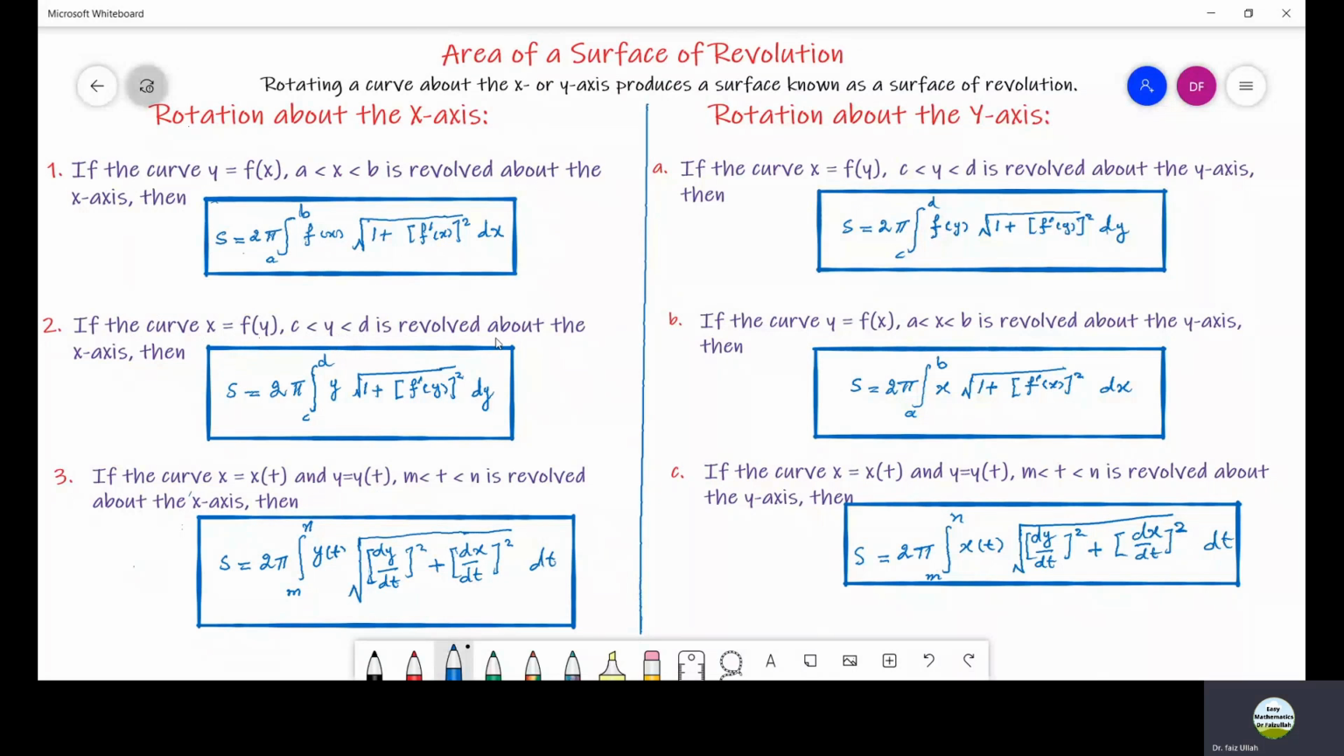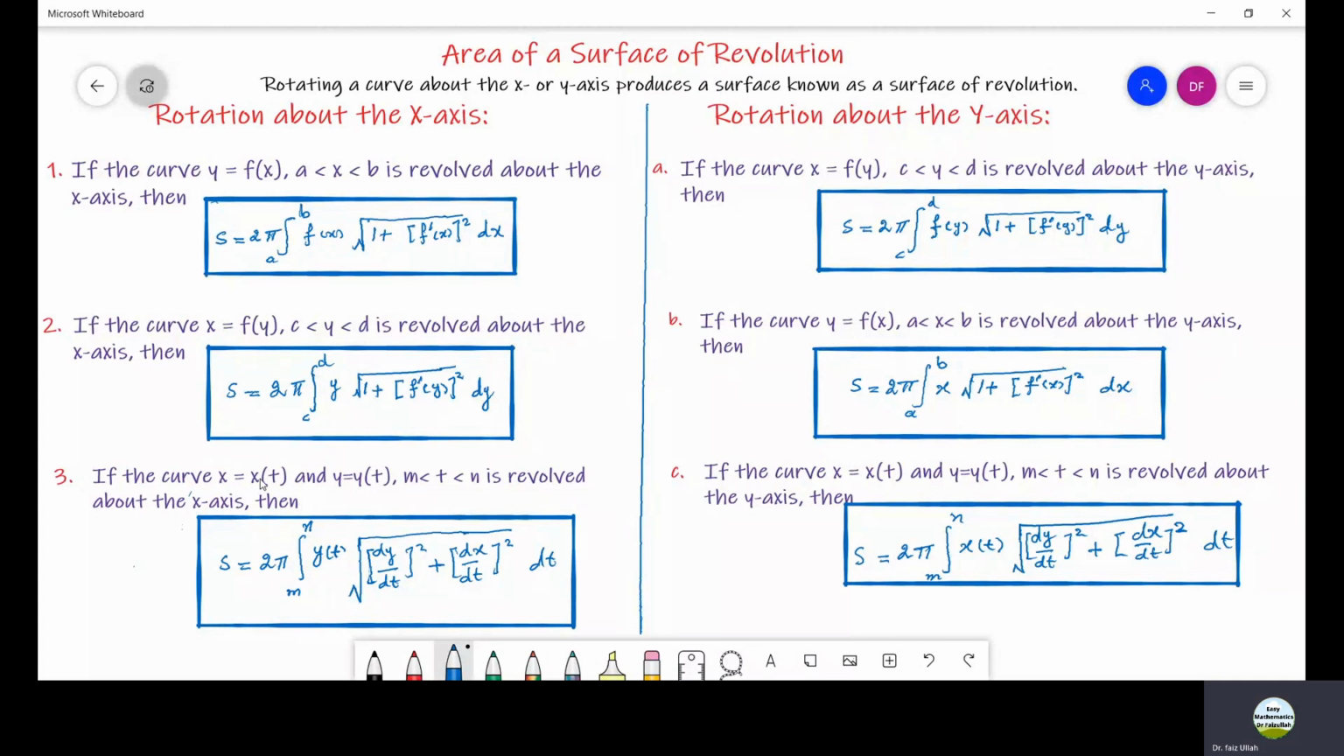Case number 2 is if we are given a function of y, and y is between c and d, and we are rotating the region about the same x-axis. In that case, we shall use this formula. Here, the remaining formula is the same, but instead of f of x, we use y. And we also integrate with respect to y, because the function is given in y.